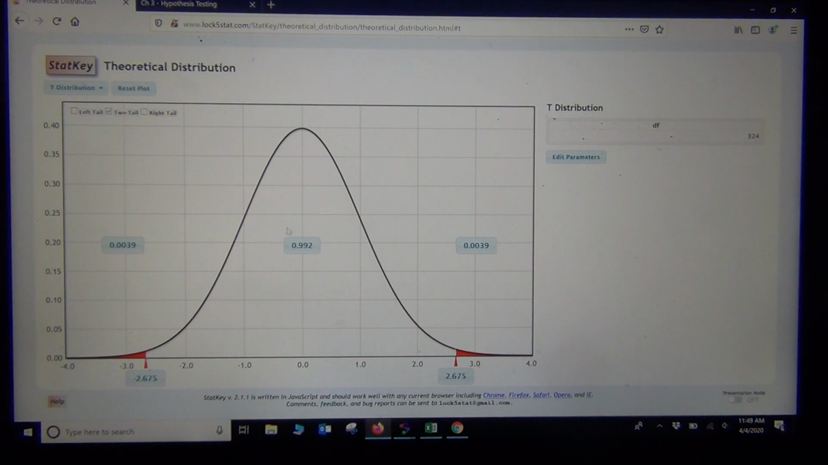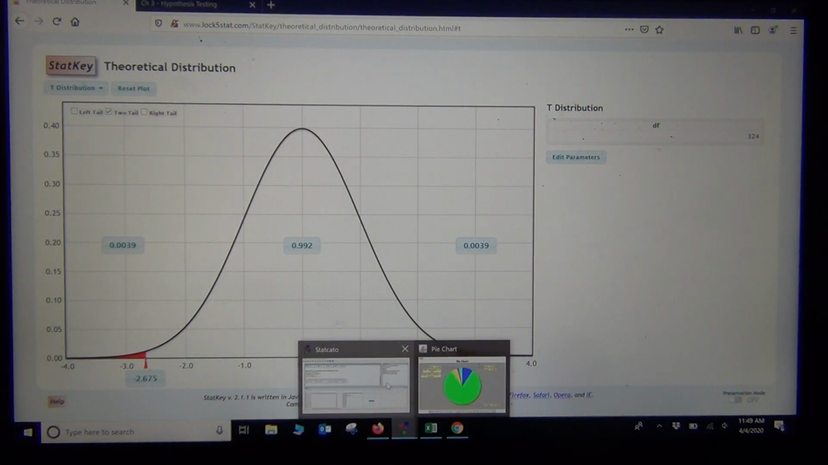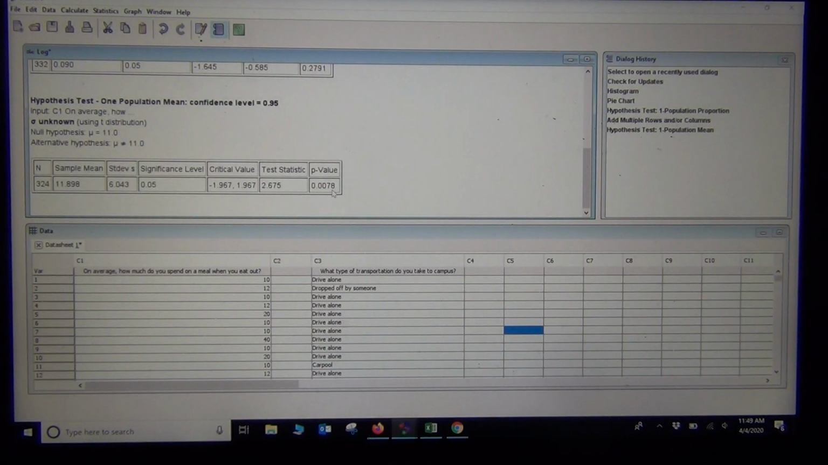So if we add the two tails together, we get 0.0078. And that's where StatCato got, right here, the p-value 0.0078. It actually added the two tails together. Okay, so that's a good picture of critical values, test statistics, and p-value.